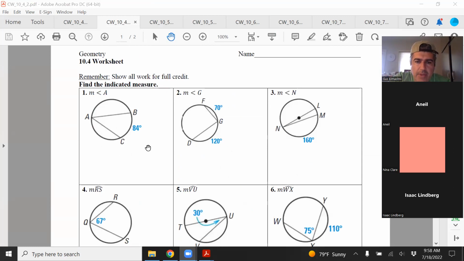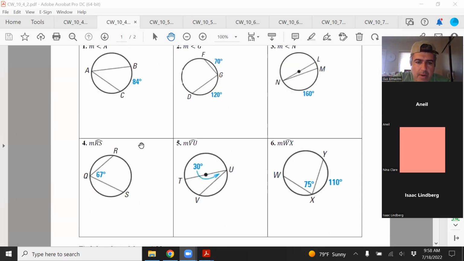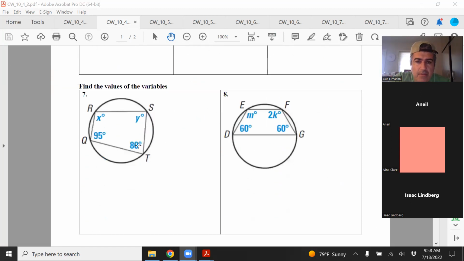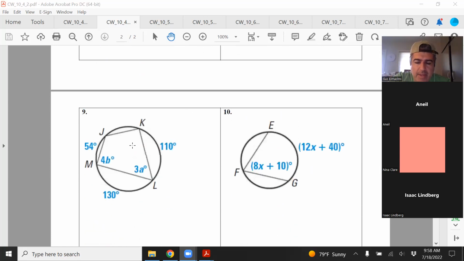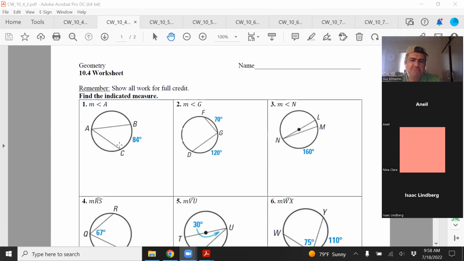And you're asked to find an indicated measure. So here you're supposed to find angle G. For number 4, you're supposed to find arc RS. For number 6, arc WX. For 8, solve for the variables you see there. And 10, solve for X. So I'll give you guys about 7-8 minutes. We'll talk about it, and then we'll probably do a break closer to 10:10 today. So you guys, let me pause the recording.